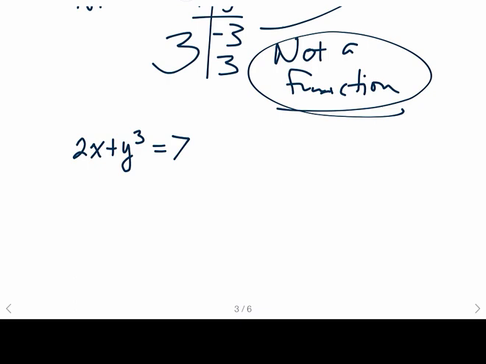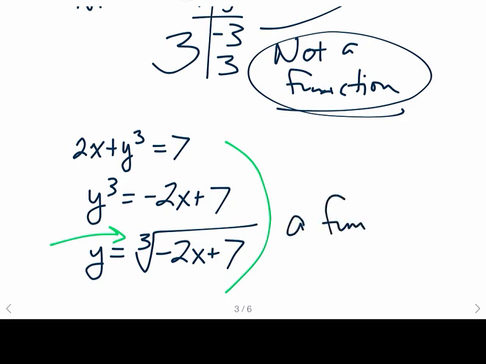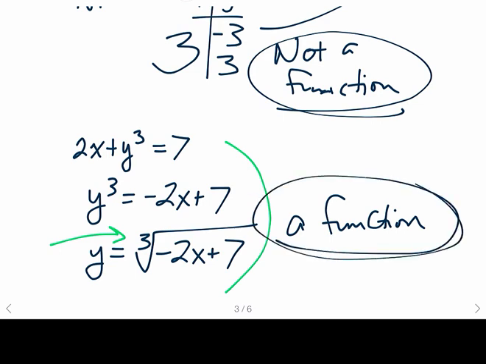In the next example, we've got 2x plus y cubed equals 7. So let's see if we can solve for y. We've got y cubed is equal to negative 2x plus 7. And now what I want to do is take cube roots of both sides. Well, the first thing I notice is that a cube root is not an even root. It's an odd root. Odd roots fall in the description of easily solving for y. So this actually turns out to be a function. Notice when you take an odd root, as in this case, we don't need that plus or minus, which got us in trouble before.